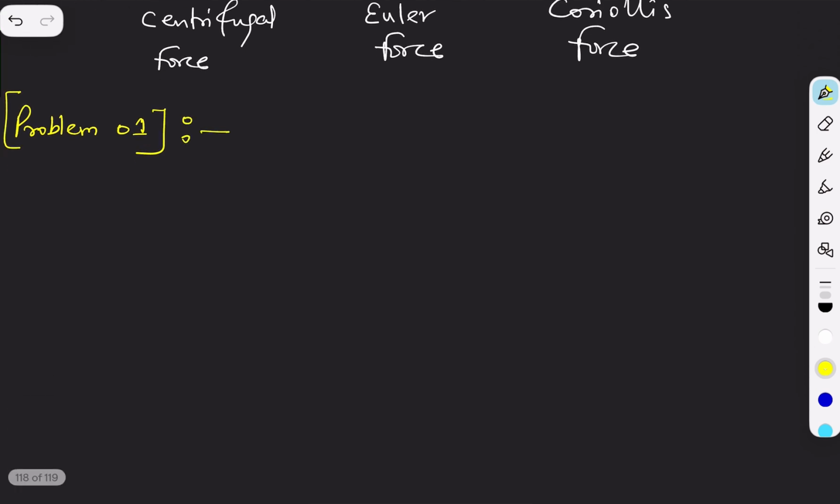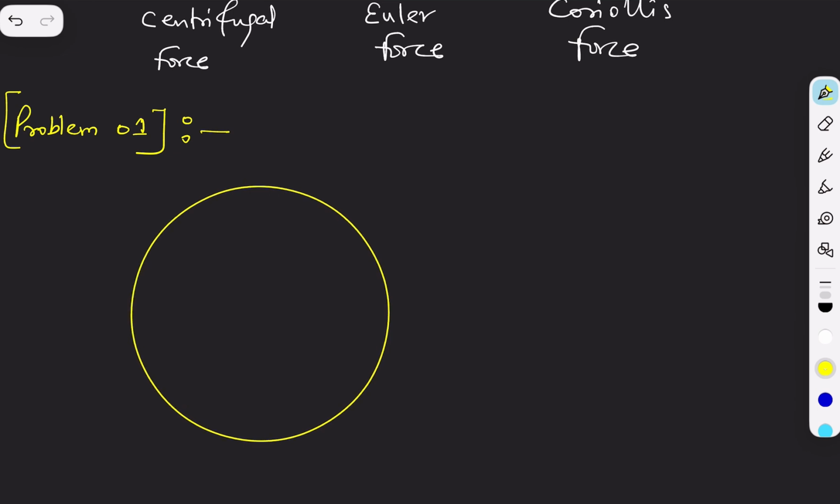Suppose one disk is there, guys. This is actually a JEE Advanced problem that came, I think, in 2017 or 2018. I am taking this problem a little bit similar to that, just giving you some fundamentals on how we should approach it.